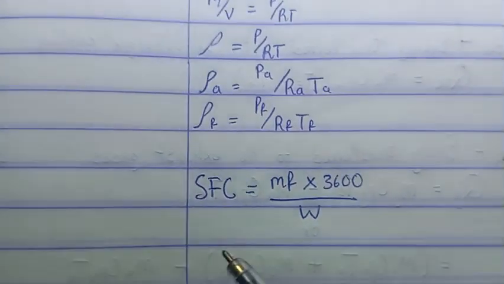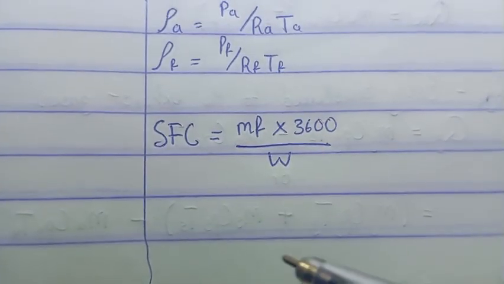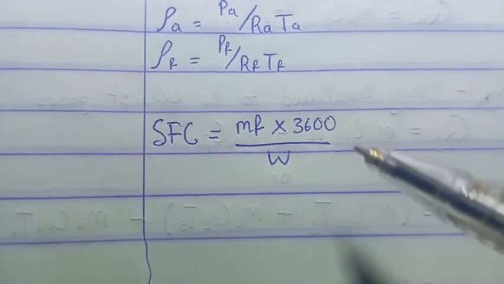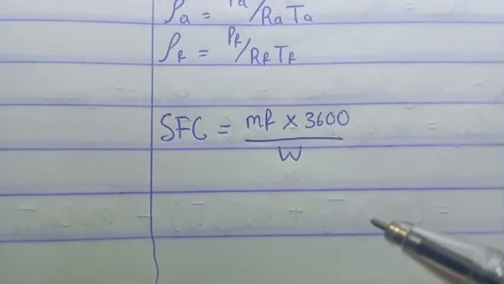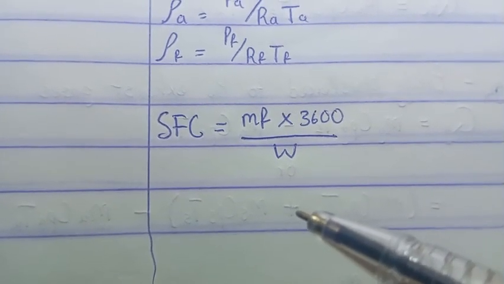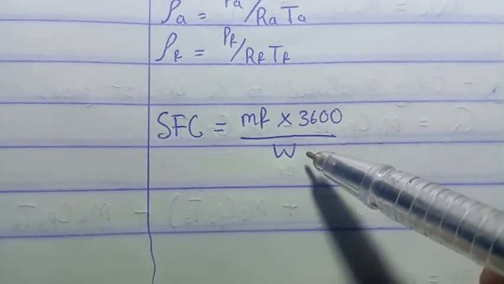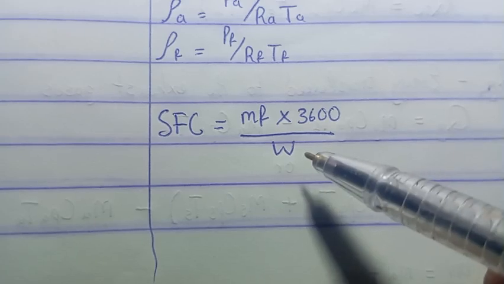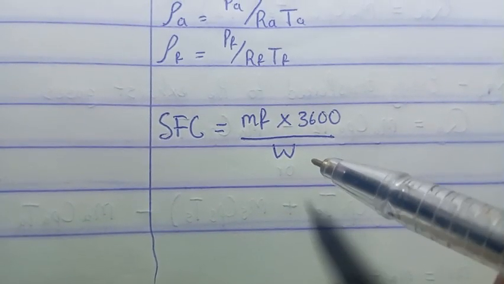The next thing we have is our specific fuel consumption. Now, the specific fuel consumption is equal to your mass of fuel times 360 over your power. This power could either be indicated or brake. Like I said before, the only difference is which power you're using. If you use your indicated power, this is going to be your indicated specific fuel consumption. If you use your brake power, it is going to be your brake specific fuel consumption.